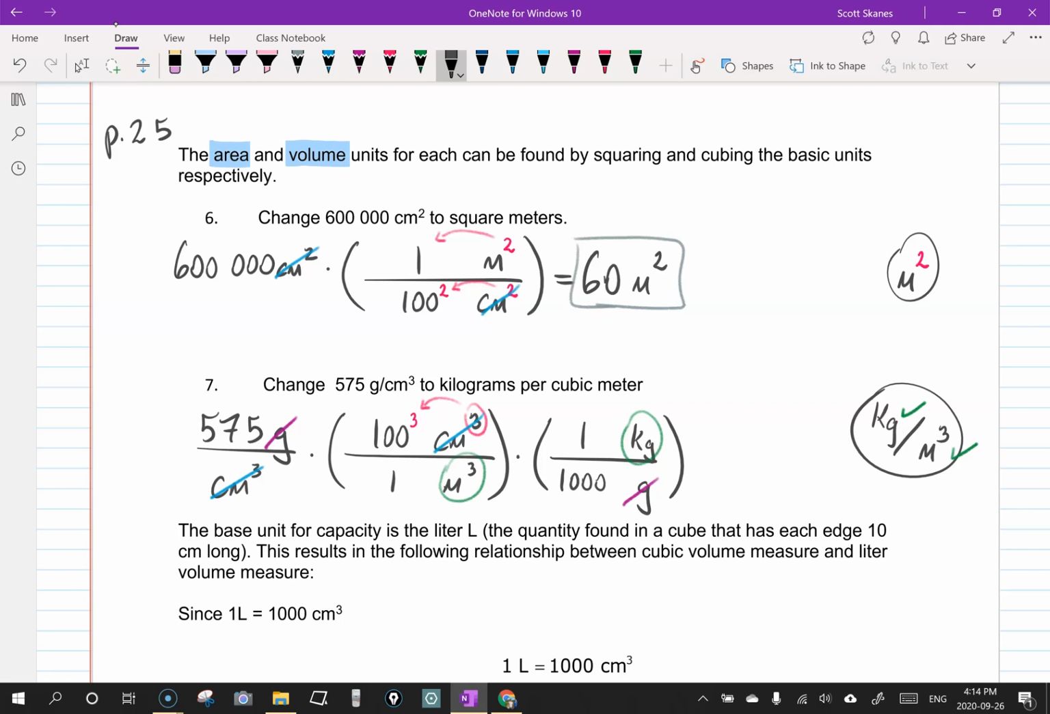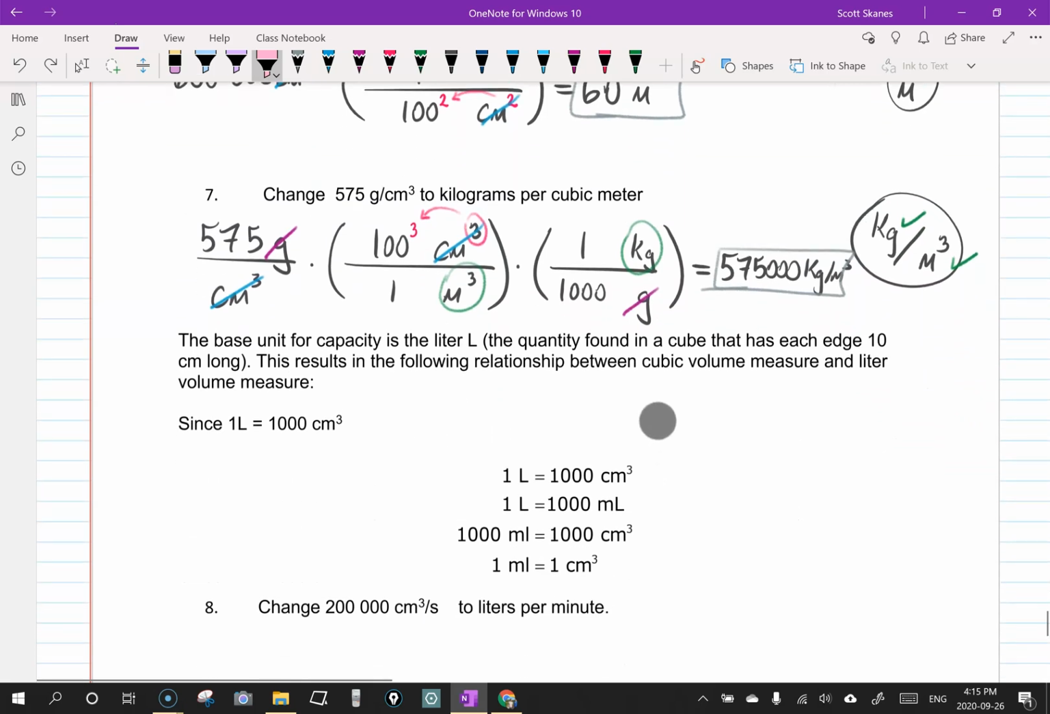If you ignore all the color here, all we're doing is multiplying all the things on top by all the things on bottom. So we have 575 times 100 cubed times 1. And then we're going to divide that by 1,000. So we end up getting 575,000. We have kilograms on top, meters cubed on bottom. So just to be clear here, it's 575 multiplied by 100 cubed. And then all of that is going to be divided by your 1,000, because all the other things are ones. Okay? Hopefully that makes a bit of sense, and that's exactly how we're going to do these problems.